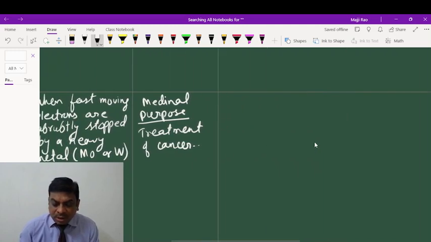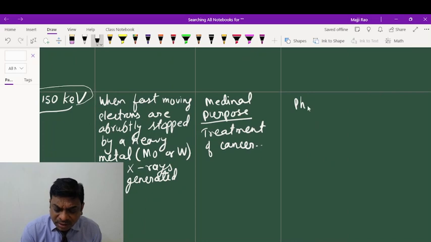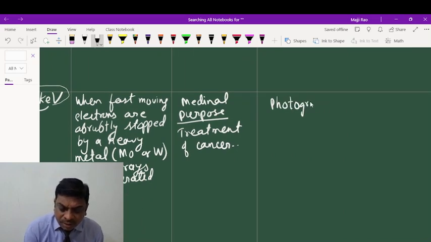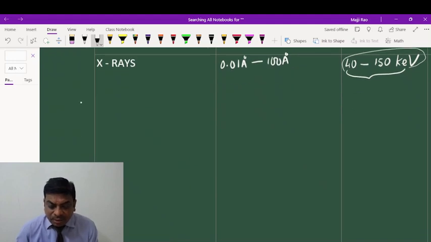Coming to detector, of course, photographic plate is the best detector. X-rays can be detected very easily by a photographic plate.